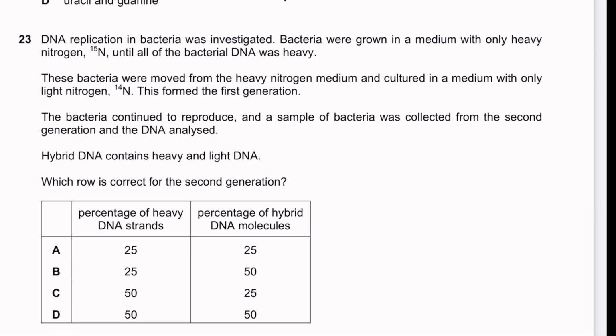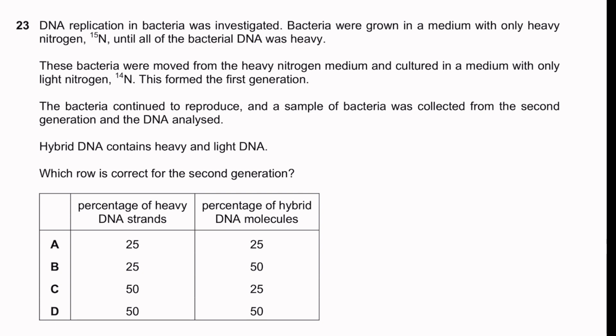For DNA replication, bacteria were investigated. Bacteria were grown in a medium with only heavy nitrogen N15 until all the bacterial DNA was heavy. Now, these bacteria were moved from the heavy nitrogen medium and cultured in a medium with only light nitrogen N14, and this formed the first generation. The bacteria continued to reproduce, and a sample of bacteria was collected from the second generation and the DNA analyzed. Hybrid DNA contains heavy and light DNA. Which row is correct for the second generation?